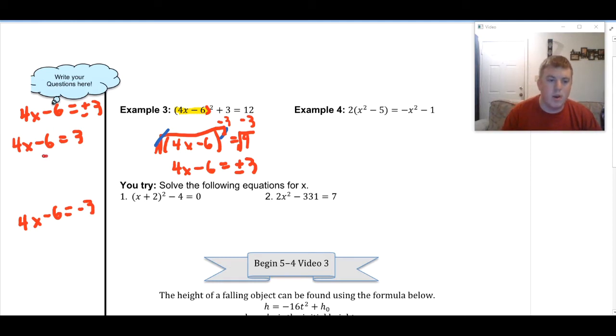So to solve this equation, I would add 6 to both sides. So I would get 4x is equal to 9. I would divide both sides by 4 and get that x is equal to a positive 9/4.